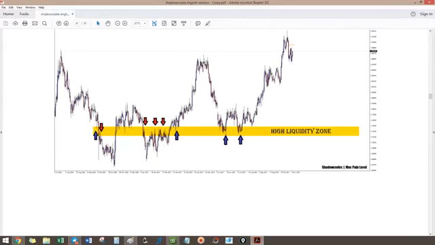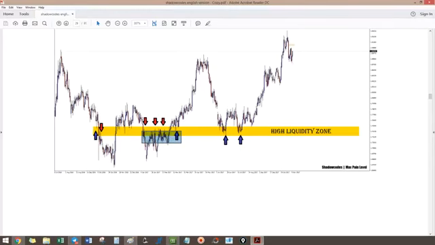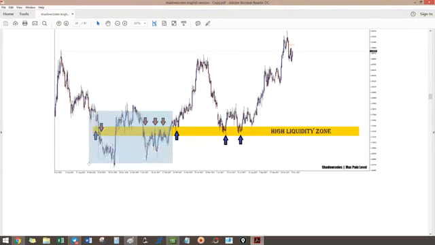All right, so look over here, you got a resistance, and then over here you got support. Over here you got a resistance. Over here you got support. Based on this area, you will determine a point to trade.